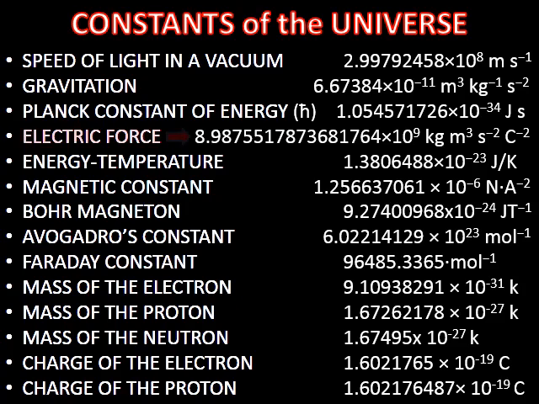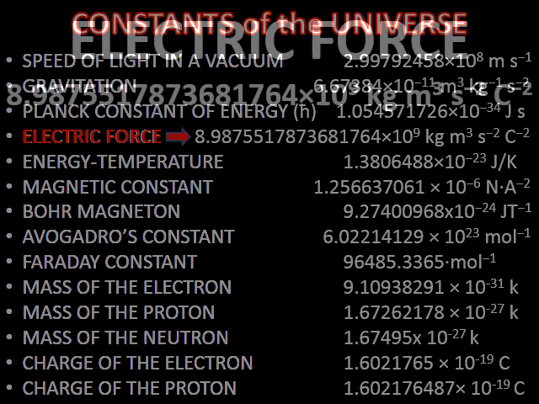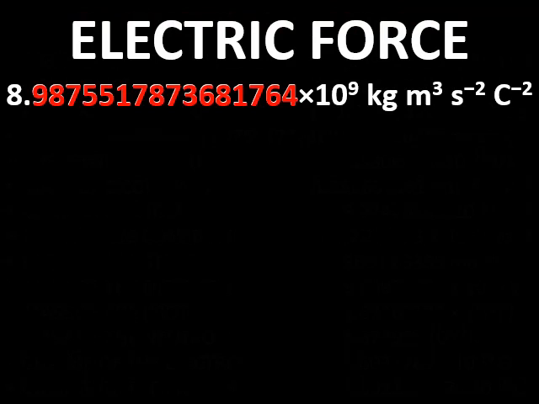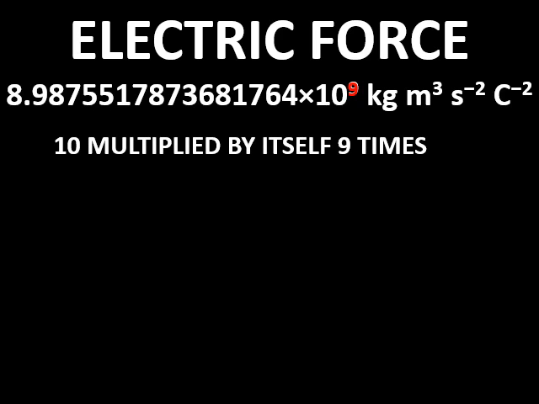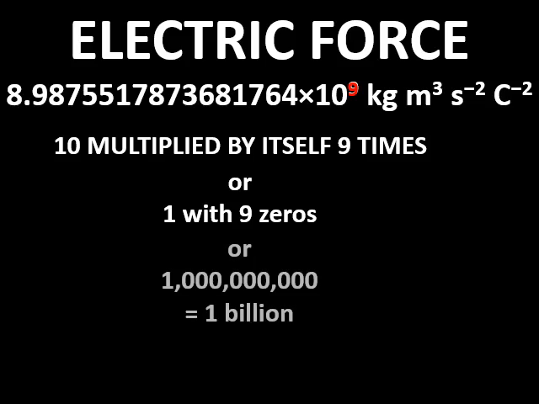Take, for example, electric force. 16 decimal places. And what does that 10 with a little 9 in the upper right corner mean? Well, it means 10 multiplied by itself 9 times. Or 1 with 9 zeros. Or 1 billion.